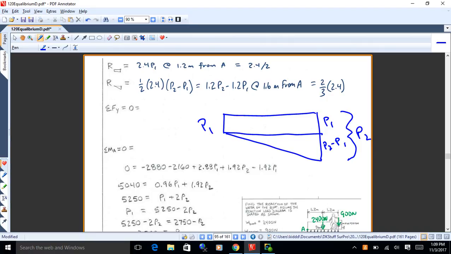And so for the rectangle then, that area is 2.4, which is the length of the boat, times P1. And then for the triangle, it's 1/2 the base of 2.4 and the height would be P2 minus P1.